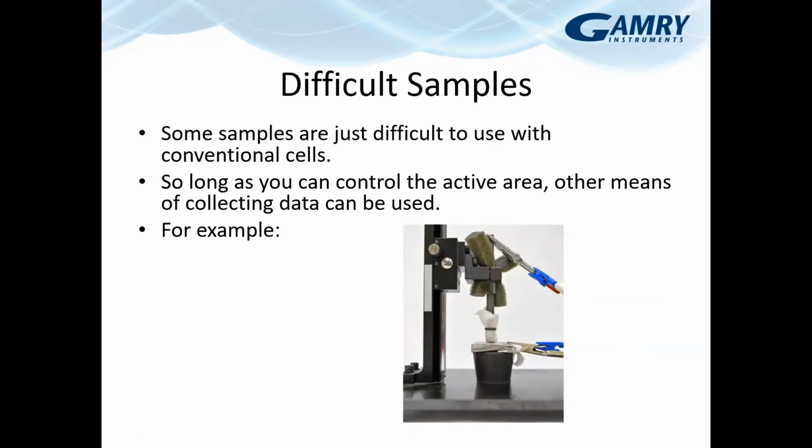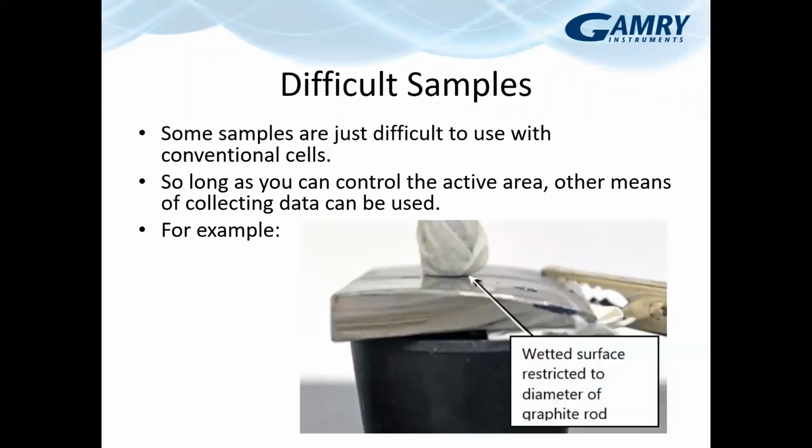And if we zoom in to that point right there, we can take a look. And so what you see now is the wetted surface is restricted to just the diameter of the graphite rod. So we're not making any measurements from stuff out here. So we know our area. It's the area of the graphite rod. And we can do a 2-electrode measurement with this to get that data. And there's an application note that actually covers this.